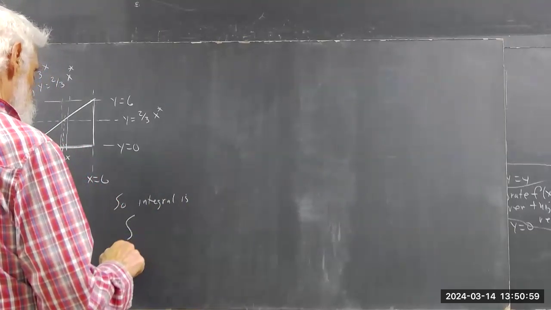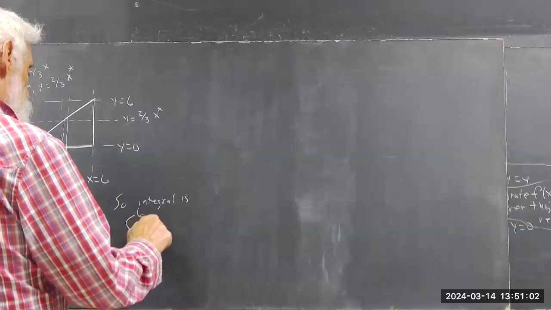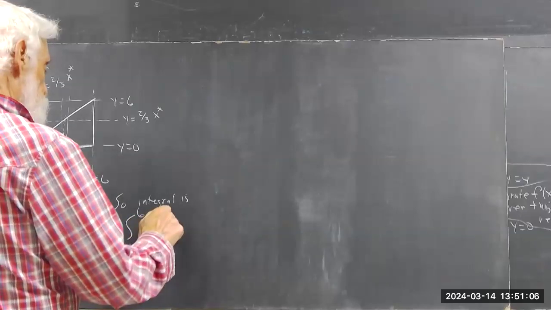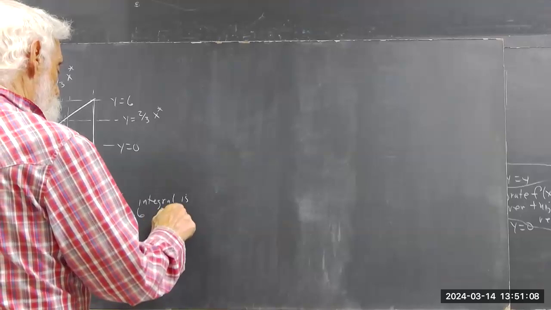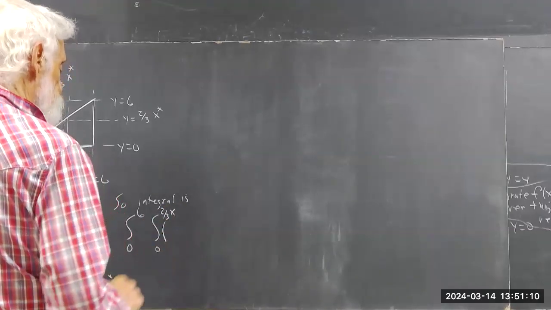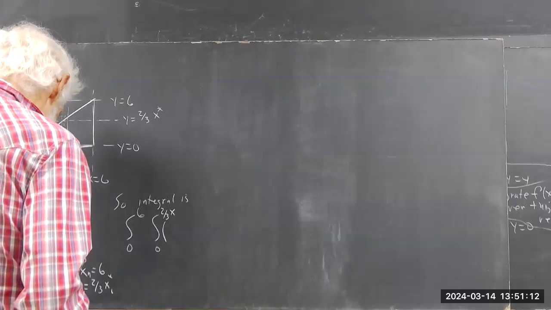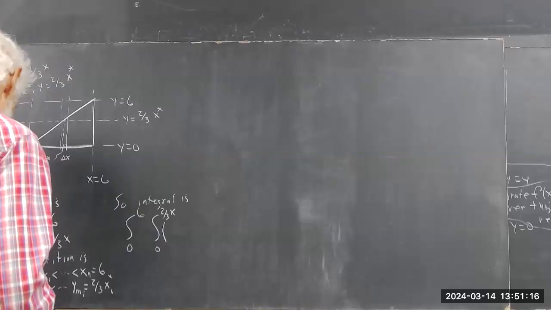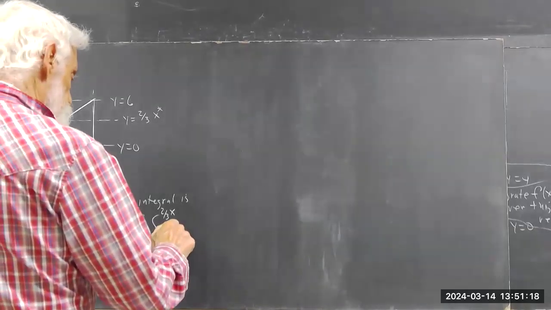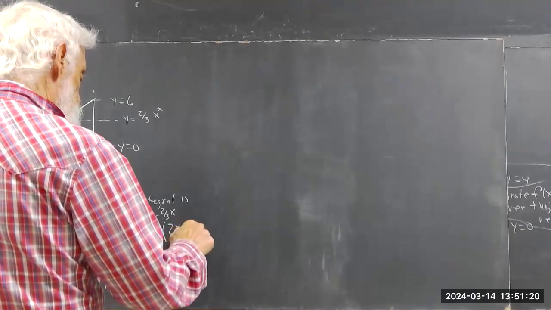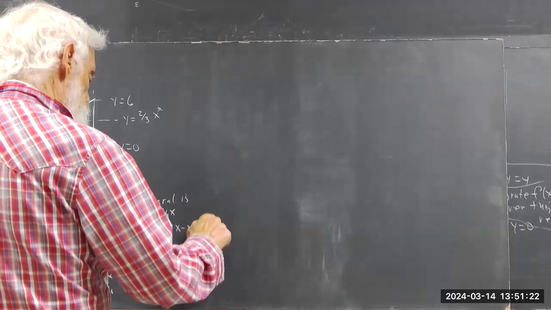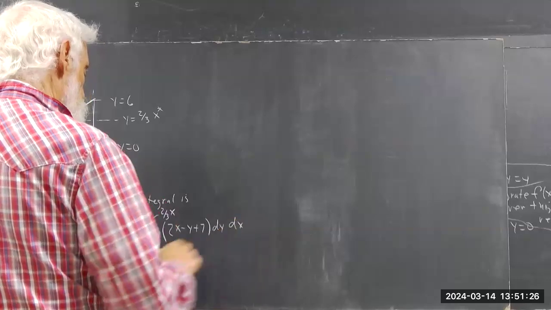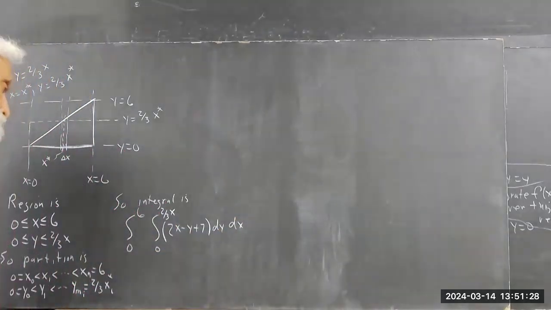The integral is the integral from 0 to 6 of the integral from 0 to 2/3 X of whatever our function was, 2X minus Y plus 7, dy dx.